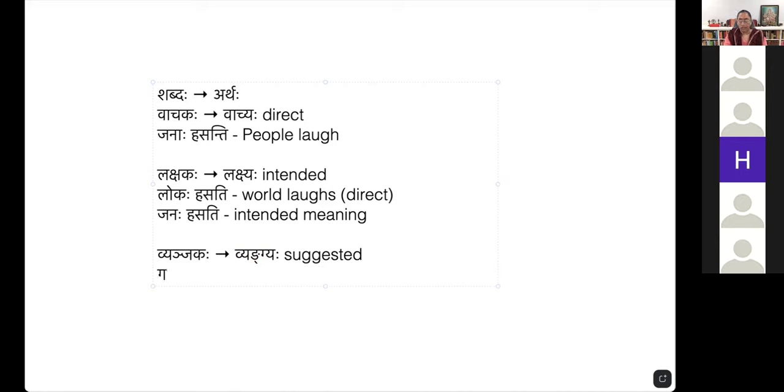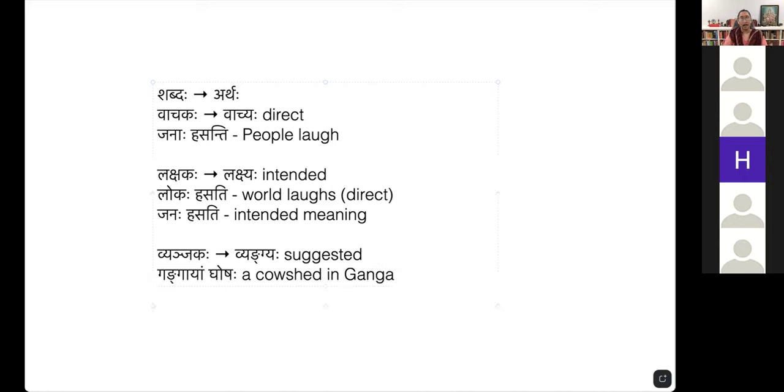Let's say I use the word Gangayam Goshaha. This is a very common example. I will use this because you will be assaulted by this example as you read Alankara Shastra further and further. Gangayam Goshaha. Goshaha is a village or a cowshed. So there is a cowshed in Ganga.